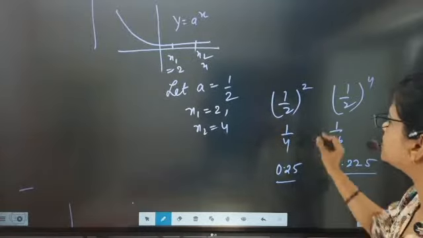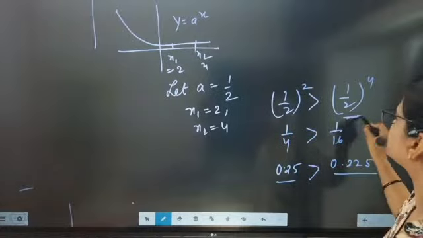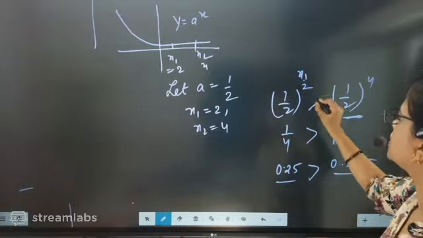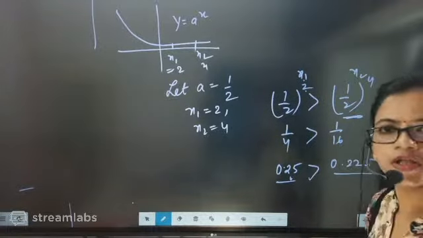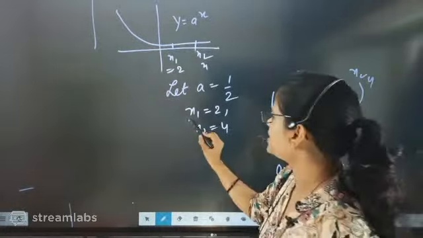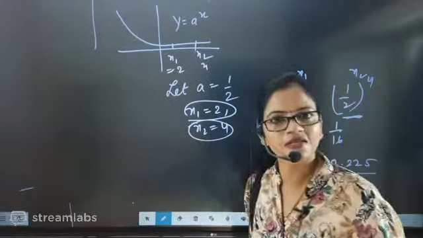So 100% this one is exactly greater than this. So that means when x1 is 2, the value is bigger. When x2 is 4, the value becomes smaller. That means for every increasing value of x, the value of y is decreasing here.